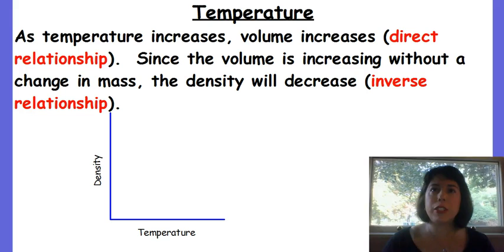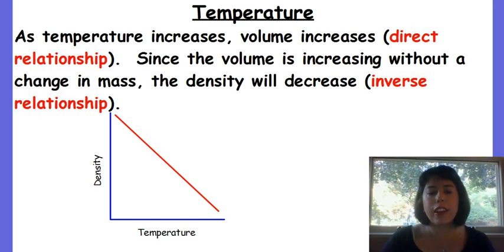Temperature works in the opposite way. As temperature increases, the volume will increase. Since the volume is increasing, those atoms can really spread out. And as a result, since the volume is increasing without a change in mass, the density will decrease, giving us an inverse relationship. That's why if you think about it, when you have a hot air balloon, you're heating up that air and the molecules are spreading out and getting warmer and warmer, and the hot air can rise up.